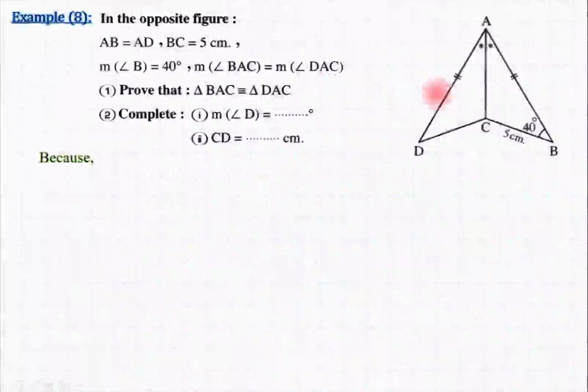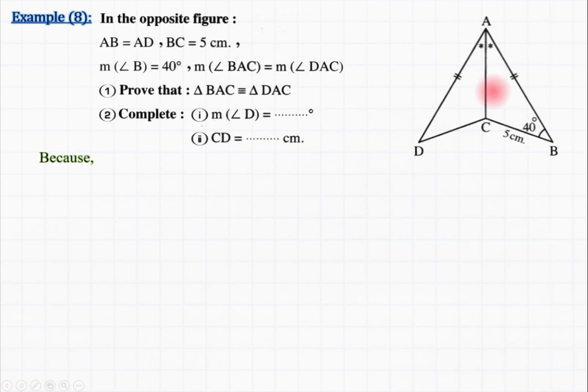Example number 8. AB equals AD and BC equals 5 cm. Measure of angle B equals 40, and measure of angle BAC equals measure of angle DAC. Prove that the two triangles are congruent. Then we need to find the measure of angle D and the length of CD.